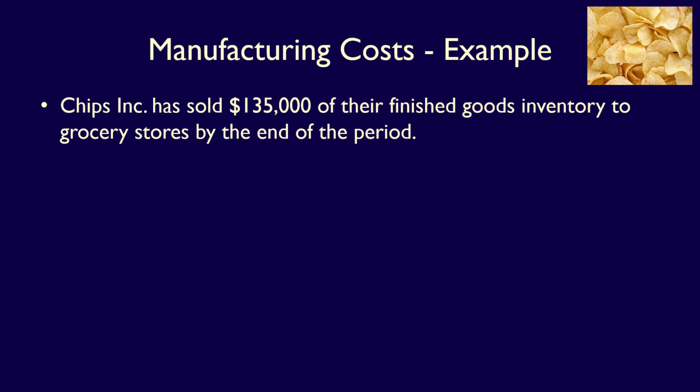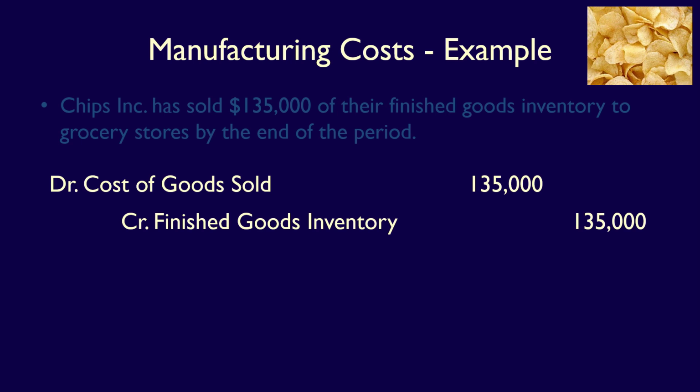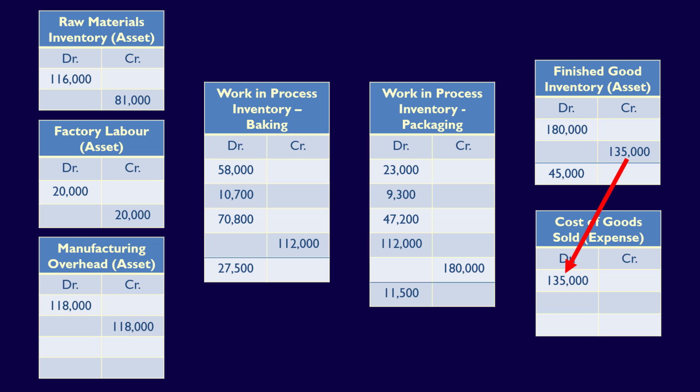Chips Inc. has sold $135,000 of their finished goods inventory to grocery stores by the end of the period. The entry to record the sale would be a debit to the cost of goods sold and a credit to finished goods inventory for $135,000. This would record the cost of the units sold on the income statement. Updating the T accounts, debit cost of goods sold and credit finished goods inventory $135,000. The $45,000 remaining in the finished goods inventory account are completed units which will be sold next period. The cost of goods sold will appear on the income statement as an expense.